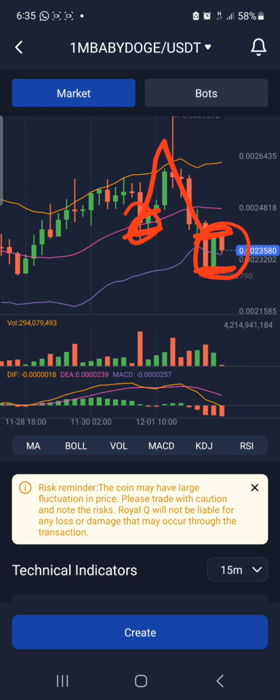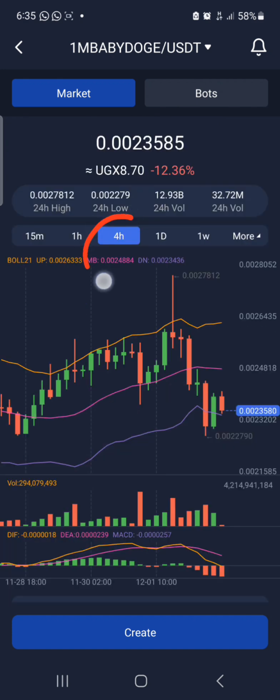So guys, the other thing you have to take note of is to use a longer time frame to analyze, and maybe you can go to the shorter time frame to confirm the entry, but for analysis use a longer time frame, 4 hours and probably 1 day, but 4 hours can work. So we are in 4 hours here and I'm going to show you how to use the Bollinger Bands.